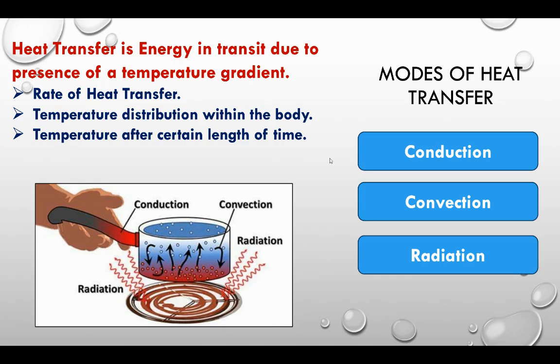Heat transfer is the energy in transit due to the presence of a temperature gradient. And how is it very different from thermodynamics? Because in thermodynamics also we can study the transfer of heat, but there we can only study the initial and final temperature, how it is changing from the initial temperature to the final temperature, and with the help of that we can directly find the heat.